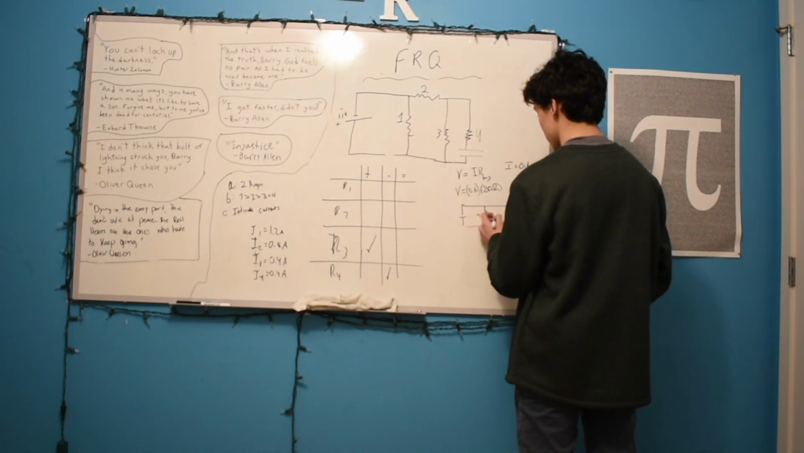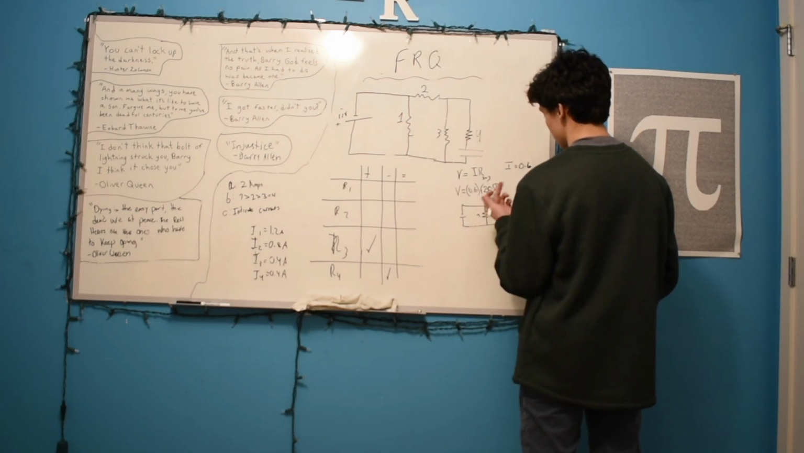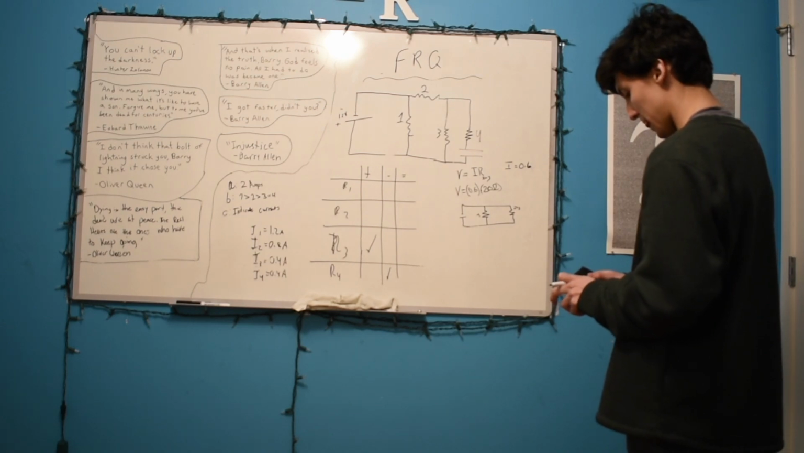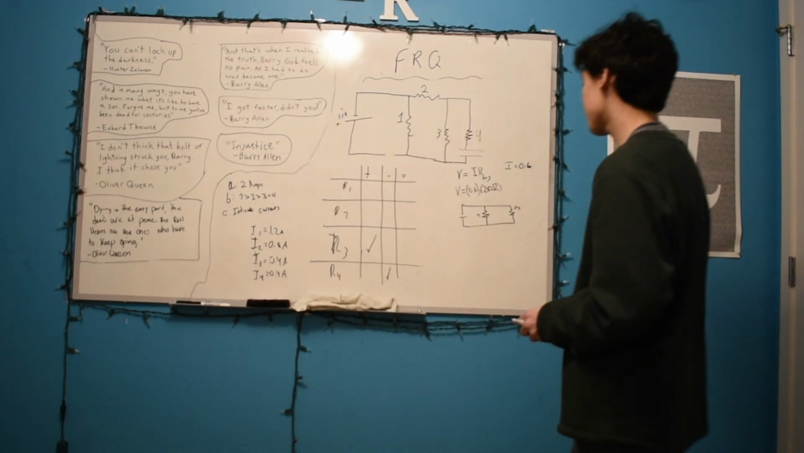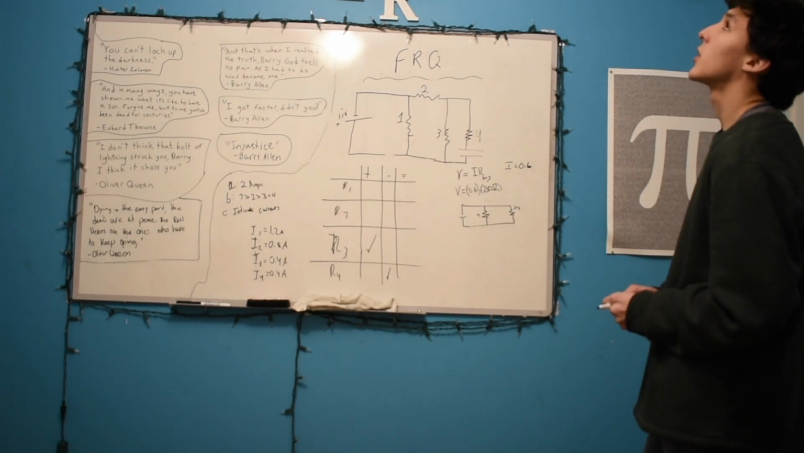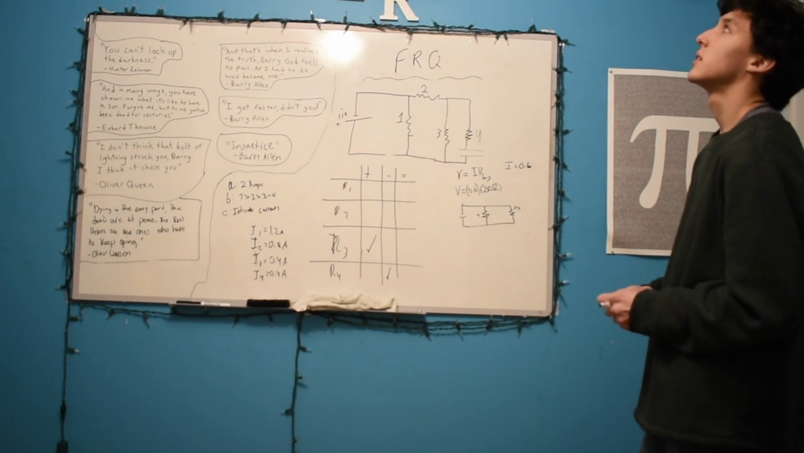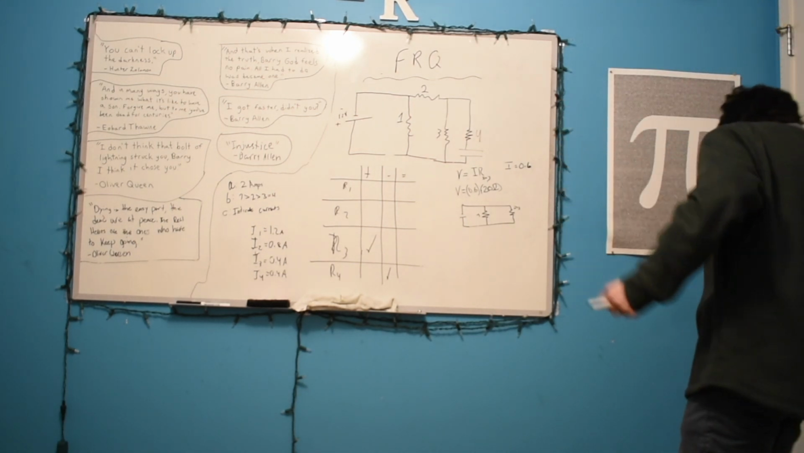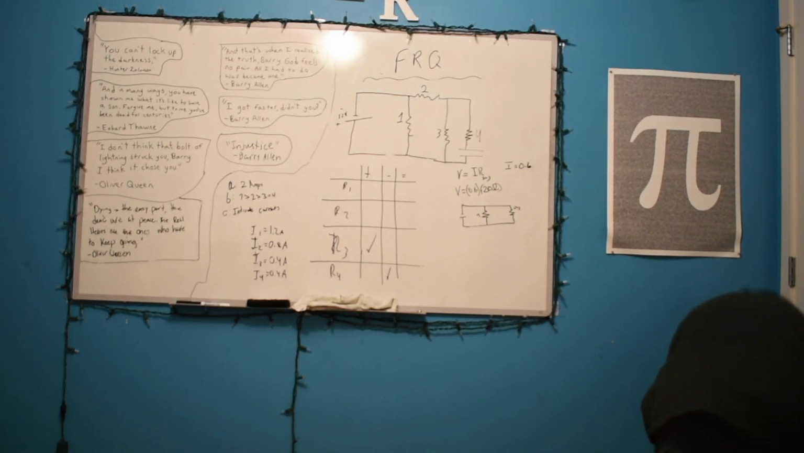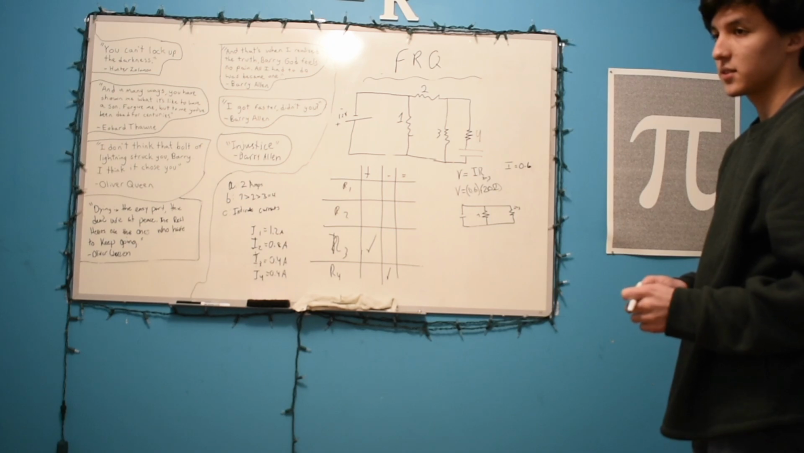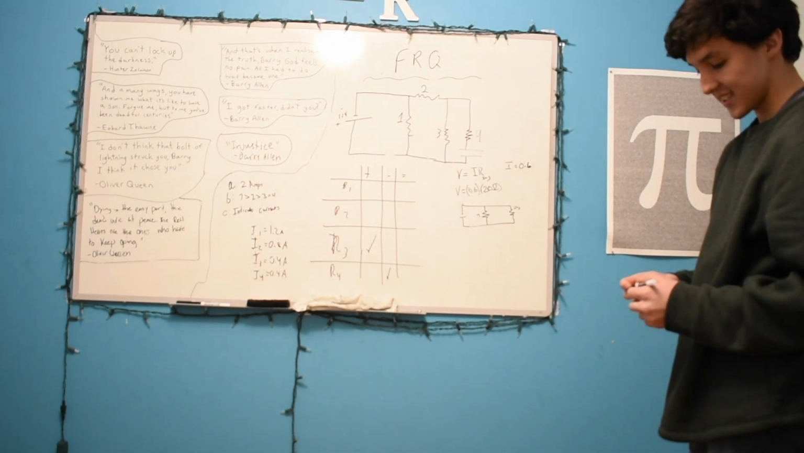This is 1. This is 2 plus 3. So now you know the current. So in a parallel circuit, what are the currents? The currents are equal to the total current. Or is it the opposite?